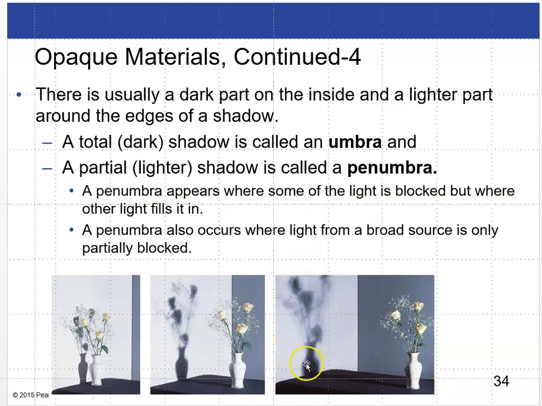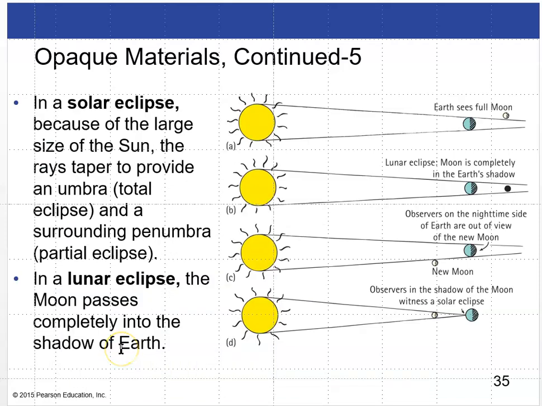That's from an object that's far away. A penumbra also occurs where light from a broad source is only partially blocked. As the source gets closer and closer to the wall here, notice that this shadow gets less and less fuzzy and more distinct and more dark. Now, this can also happen in a solar or lunar eclipse. So the sun is large, and the rays will taper to provide an umbra, which is a total eclipse, and a surrounding penumbra, which is a partial eclipse.